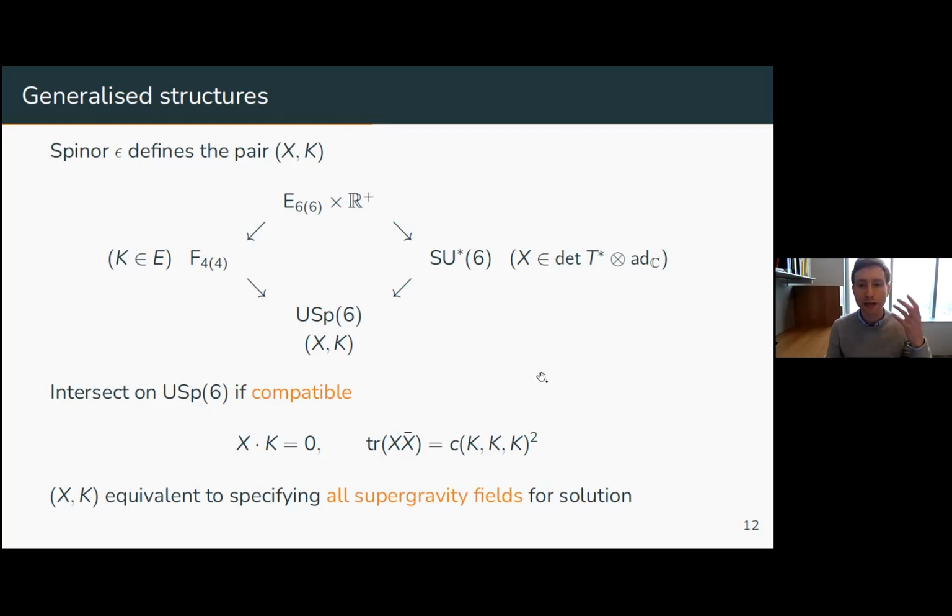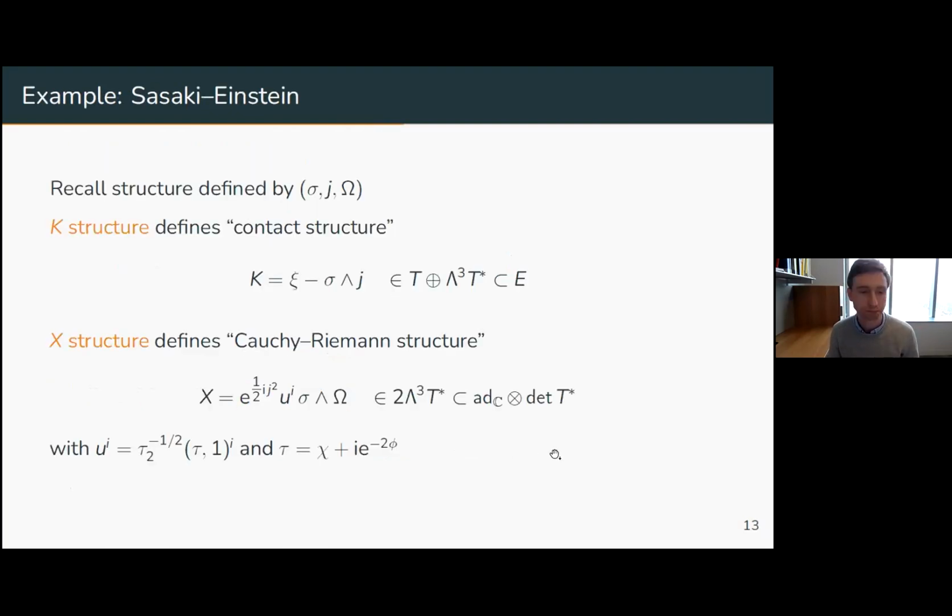And you should think of these as being the analog of the algebraic conditions that I wrote down for the Sasaki-Einstein background. And then the key to this is that if I give you X and K, it's completely equivalent to me specifying all of the supergravity fields for the solution. So if you can find X and K that solve these algebraic conditions and the supersymmetry conditions I'm about to write down, you've found a supersymmetric background.